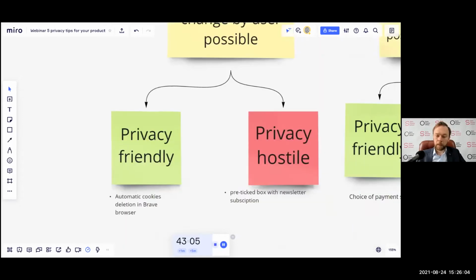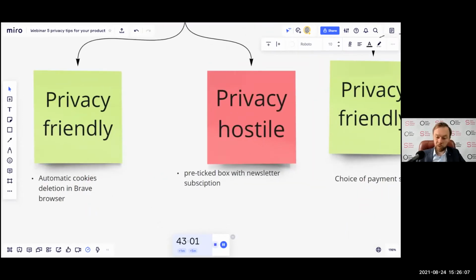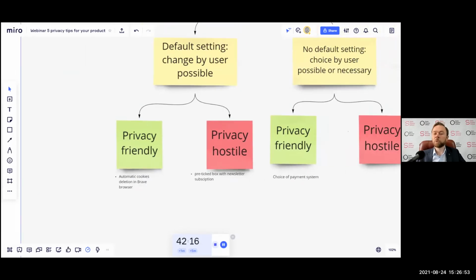And a privacy hostile setting is a pre-ticked box on your website with a newsletter subscription. As you probably know, those pre-ticked boxes, pre-ticked consents, are forbidden under the GDPR. It's happening quite often when the company decides, okay, if we don't pre-tick those boxes, people won't subscribe to our newsletter, and conversion rates will be so low that we wouldn't be able to market new services. And that's actually wrong. It's not true. There is a privacy-friendly option for this case.